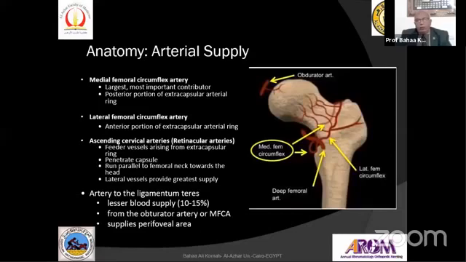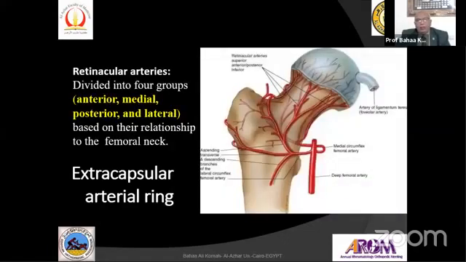We have to know about the blood supply, as has been mentioned in the two previous lectures. Medial femoral circumflex, lateral femoral ascending, and the main blood supply for the head is the artery to the ligamentum teres. Less blood supply, about 10-15%, comes from the obturator artery or medial femoral circumflex artery, and supplies the perifovea area. It's very important that the retinacular artery is divided into 4 groups, which can be anterior, medial, posterior, and lateral based on their relationship to the femoral neck.